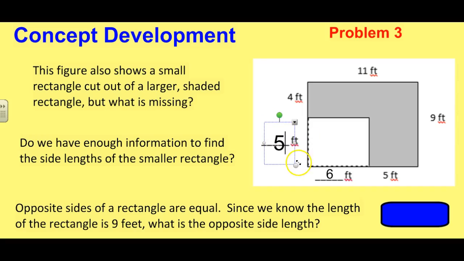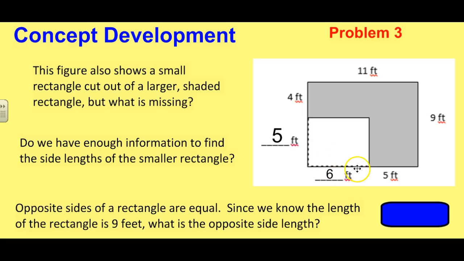Okay, so we put 5 feet, because when you add 4 and 5 together, that gives you 9. So now we know that this side length of the rectangle is 6 feet, and we know that this side length of the rectangle is 5 feet. So now that we have these two side lengths, can we figure out the area of this white rectangle?